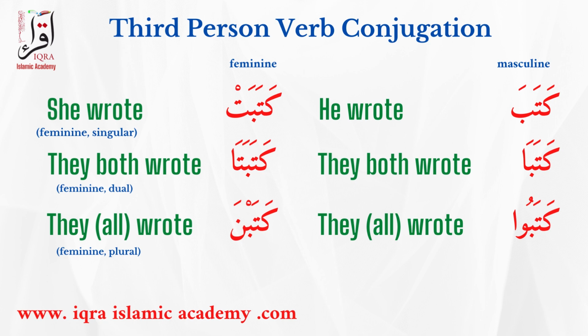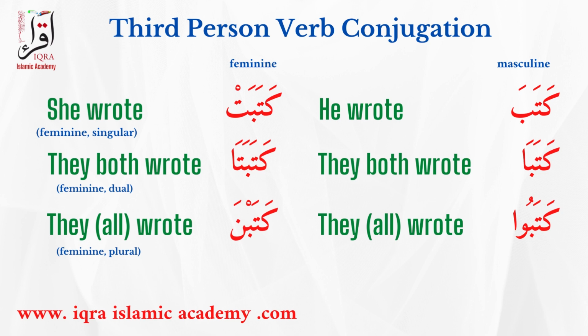Katabna. When we add a noon maftuh at the end, it becomes katabna. When we add the noon maftuh at the end, the letter preceding will be sakin. Like you can see, the letter preceding is ba, it becomes a sakin. It means they all wrote for feminine.